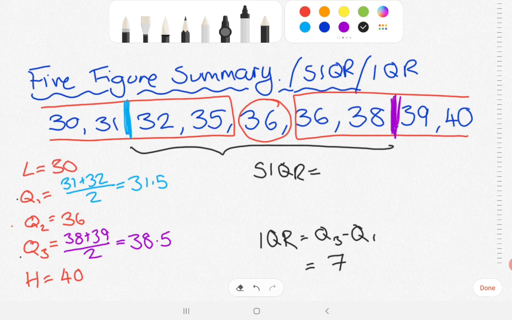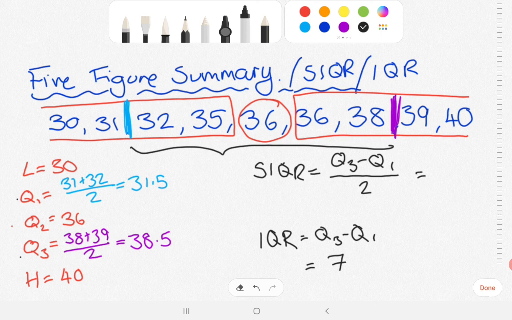Now, I'm sure it won't be a huge surprise to you to realise that the semi-interquartile range is the interquartile range that we've just learned a formula for, that we will need to memorise eventually, divided by 2. A semicircle is half a circle, so we're halving our interquartile range.